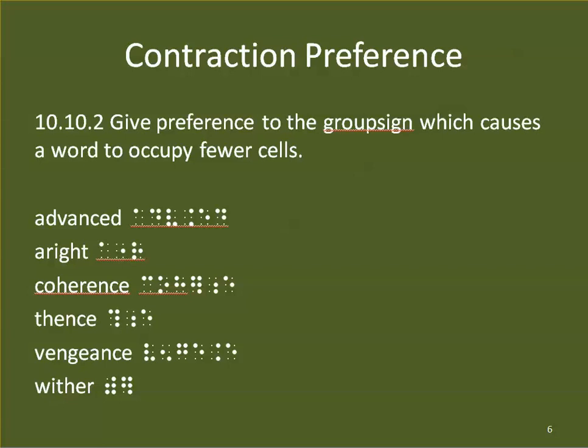Thence we could use THE, but that's going to take more cells. Vengeance, we could use EA, again ANCE is going to take fewer cells. And whether we could use THE or THER or whatever, but using with and ER uses only two cells.